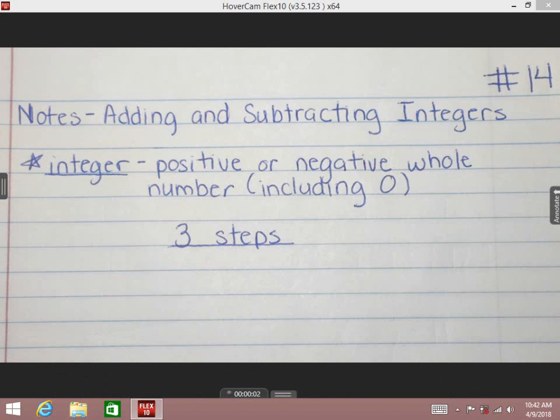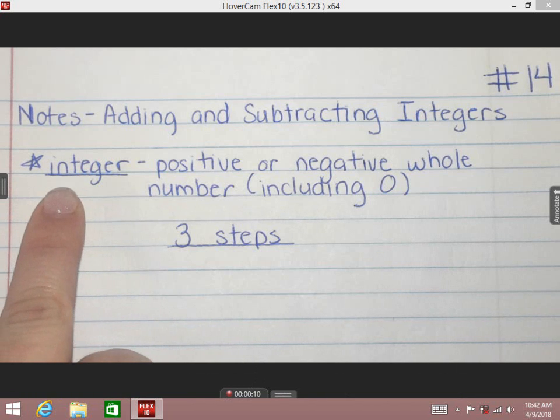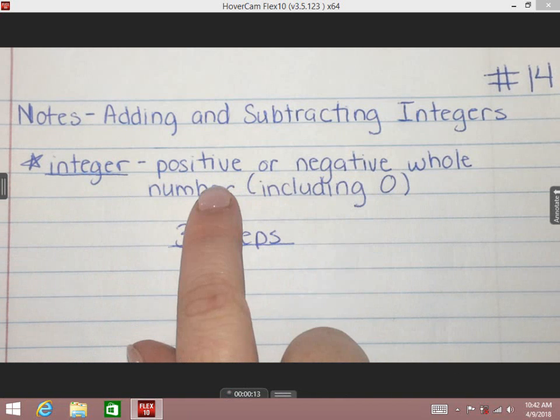All right, so this is number 14. Today we are adding and subtracting integers right here with the star. This is just a reminder. We've mentioned integers in the past. An integer is a positive or negative whole number.